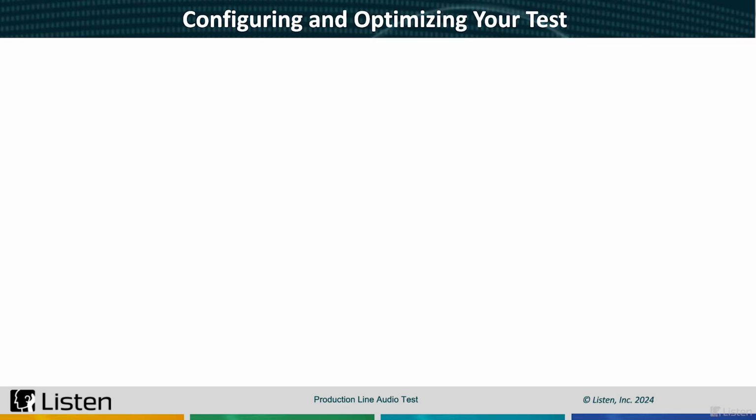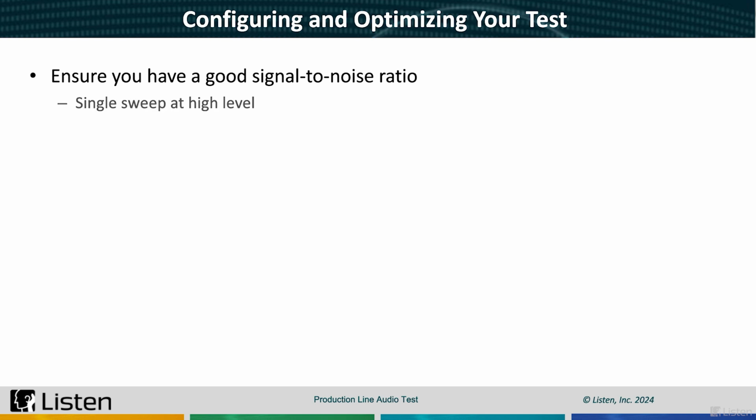Production tests are always a trade-off between speed, accuracy, and thoroughness. This means it's important to understand how to optimize a test to make sure you're getting reliable results. I'm going to use a loudspeaker as an example, but the same principles can be applied to any product. First, you need to ensure you have a good enough signal-to-noise ratio. The safest thing you can do here is to use a single sweep at a high level. Just be careful about the level if adhesives in the device are not fully cured.